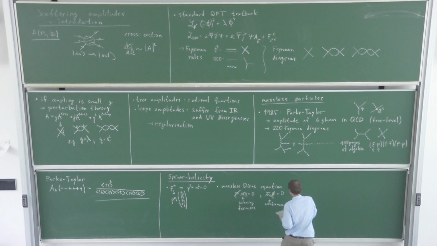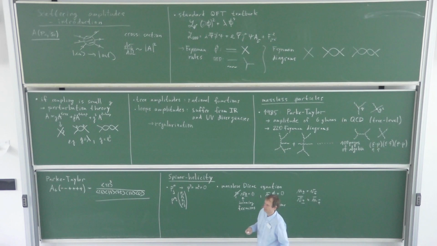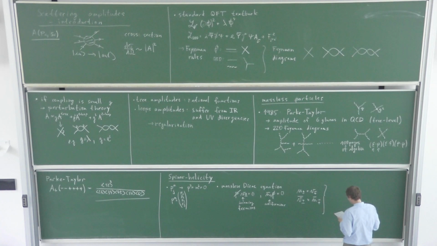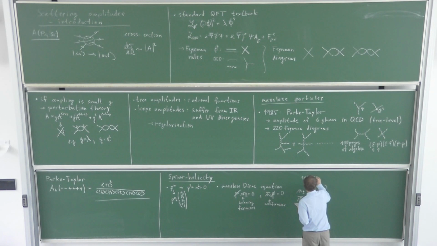And they are related, of course. The relation is that u_± is equal to v_∓, and the bar of v_± is equal to ū_∓. This makes sense because incoming versus outgoing changes the helicity. Okay, so this is just some notation for the massless Dirac equation for spin-1/2 particles. But from this, we can write the solutions for two independent spinors. Of course, these objects are called spinors. They are two-component representations of the Lorentz group.